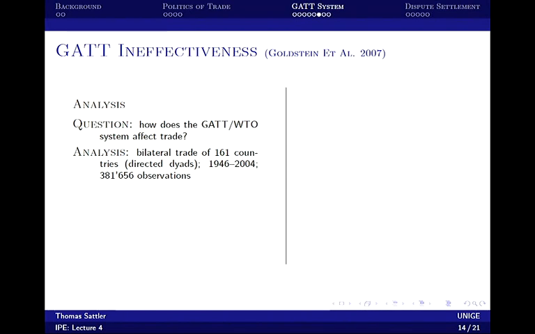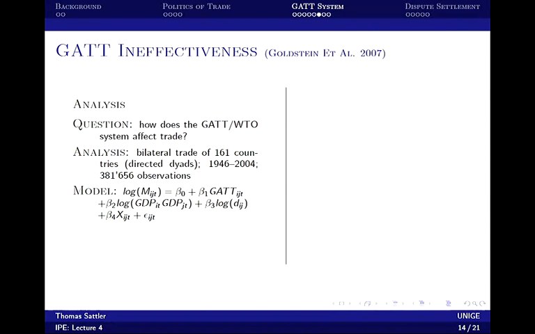Those are directed dyads. A dyad is a country pair, and directed means that we don't just look at the country pair, but we look at the direction of trade, from Switzerland to Germany or the other way around. And we look at this from 1946 to 2004. So this is what this paper by Goldstein and Gowa does.